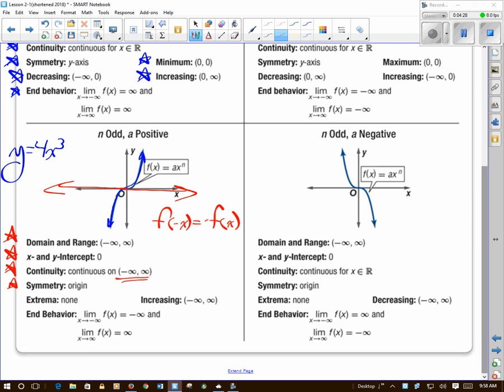There are no extrema. It's always increasing over its whole domain. And the end behavior now, as x goes to negative infinity, it's going to approach negative infinity. And as x goes to infinity, it approaches infinity.